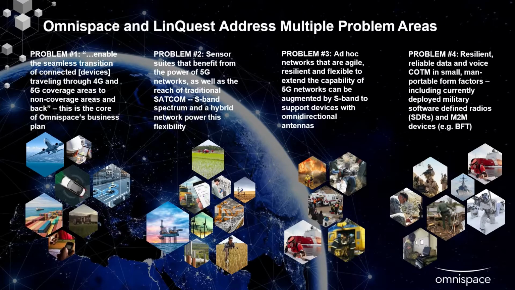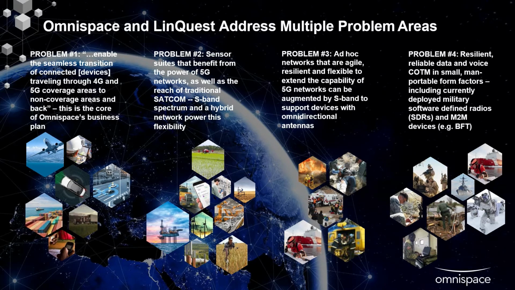At risk of biting off more than we can chew, we actually believe Omnispace has the ability to address all 4 of the problem sets. When we read number 1, we thought this is precisely what Omnispace is built to do. For problem set 2, we believe that the unique characteristics of our S-band system particularly enables very small mobile devices with omnidirectional antennas.